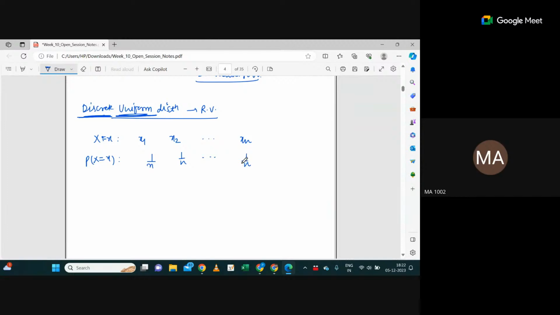Okay. So now we see probabilities are equal in a discrete uniform random variable. For example, I can take that I'm rolling a fair die. Okay.